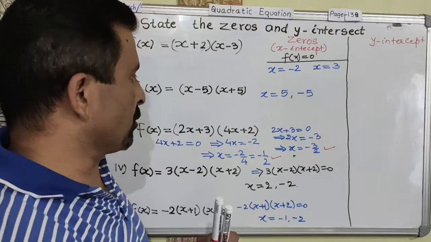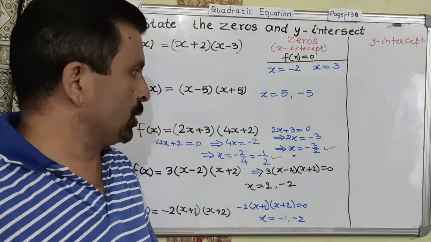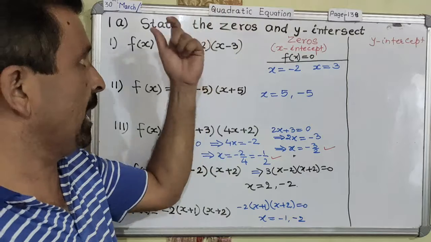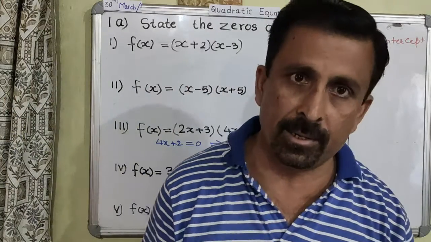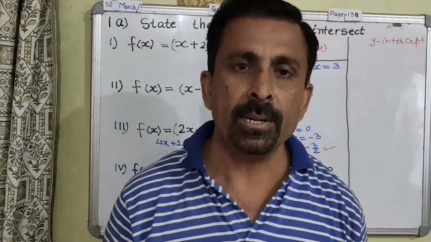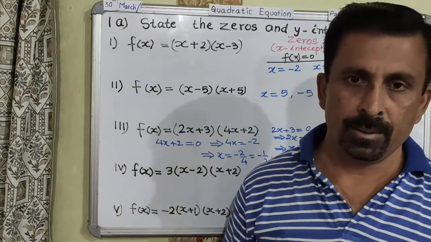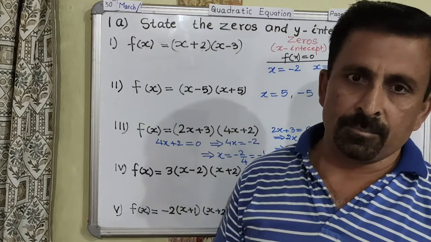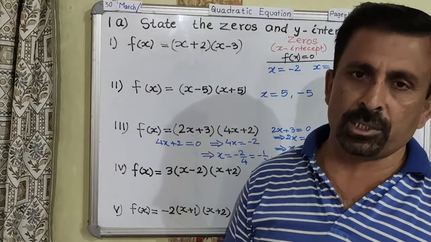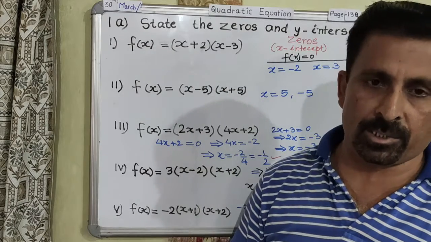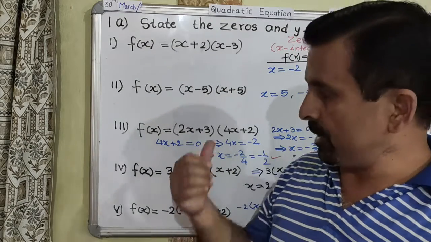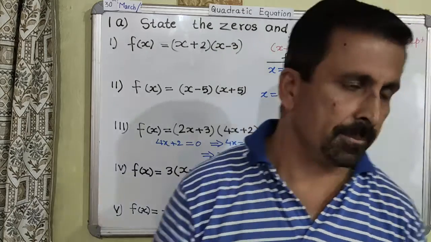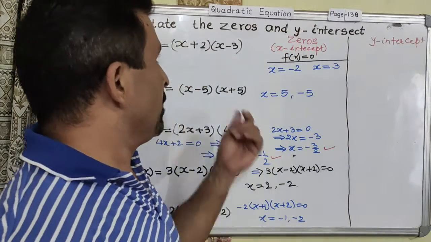So with these 5 questions, I am pretty sure that you have clearly understood how to find the zeros or the x-intercept for any quadratic equation in the factored form. This is my assumption, and this assumption is not just like that, because we have done enough questions of factored form of quadratic equations. In today's video only, these are the 5 questions. After this also we will do some more questions.